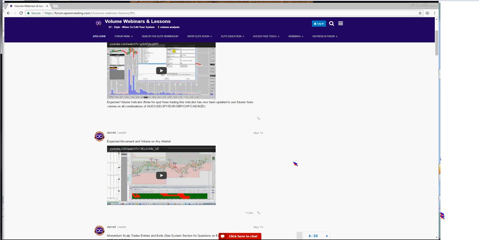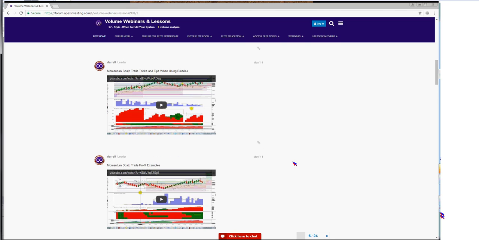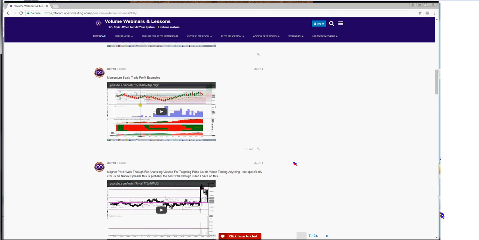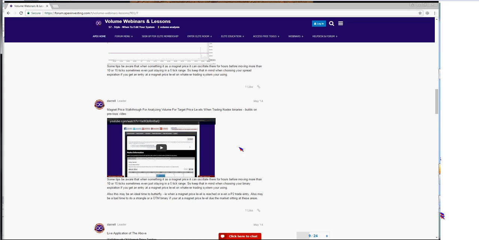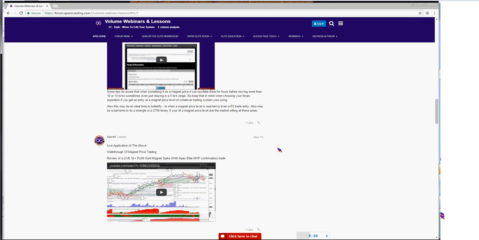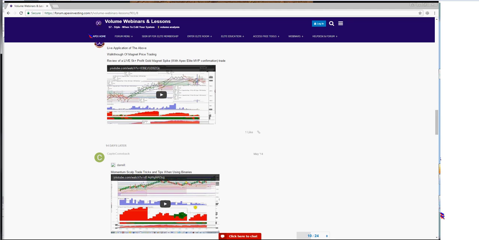Let's see, we got expected volume indicator download, expected movement and volume on any market, momentum scalp trades and exits, momentum scalp profit examples, magnet price walkthrough for analyzing volume for target price levels, trading anything, but specifically I'm focusing on index spreads. Magnet pricing walkthrough for analyzing volume for target price levels when trading binaries. Live application of the above with an elite MVP. I think I made a couple grand in that trade or something.